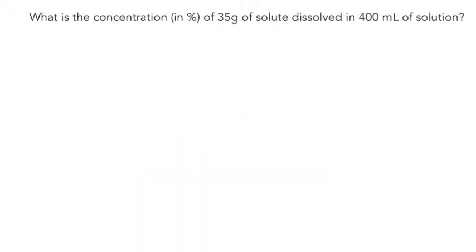Okay, in our first question we have: what is the concentration in percentage of 35 grams of solute dissolved in 400 milliliters of solution? So our key numbers are 35 grams of solute and 400 milliliters of solution. One thing I really want to highlight is that in percent concentration, volume must be in milliliters. In this question, it is. In the next one, it won't be.